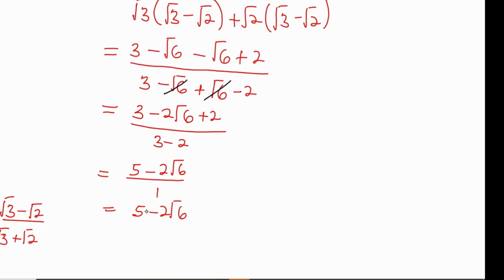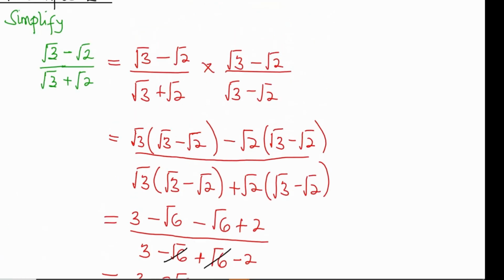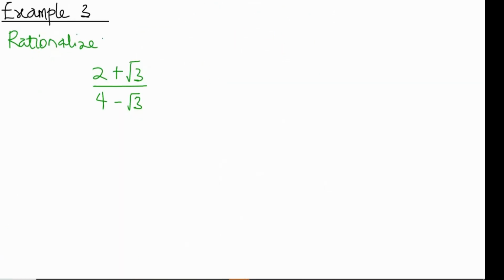Now let's move to the last example for today's video, that is type 2 on rationalizing the denominator of a surd. So we have our last example here, saying that we should rationalize 2 plus square root of 3 divided by 4 minus square root of 3.